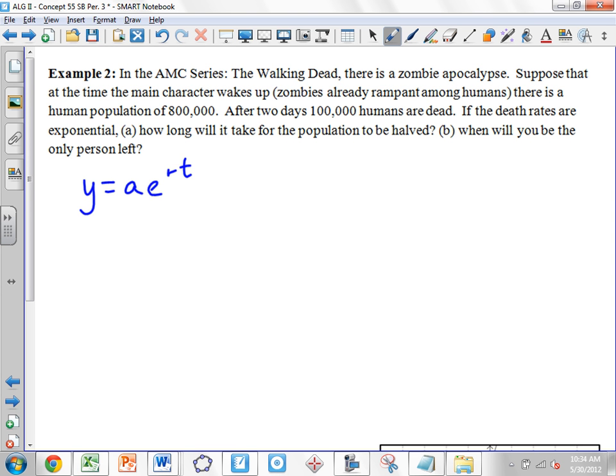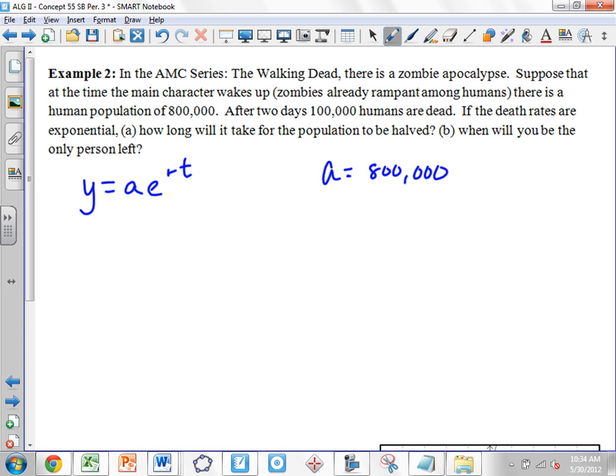Now, part A says how long will it take for the population to be halved? Halved. So, what's half of the initial then? 400,000. So we want to know, when is y equal to 400,000? So we're looking for this equals 400,000. Our A is going to be our starting value. So what's A right away? 800,000.